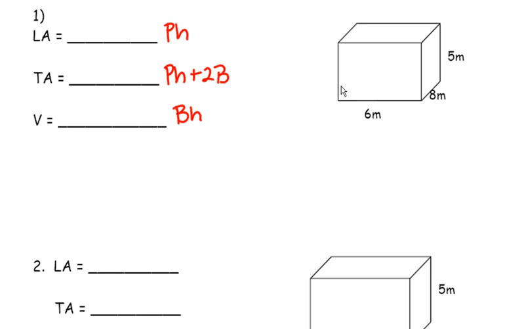Well, in many prisms, it's very obvious what the bases are. It's the things that there are 2 of. But in a rectangular prism like this one, there's 2 of everything. So that doesn't really help. So we need to identify a base.